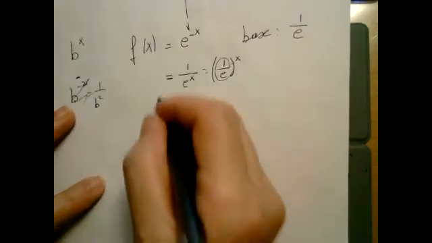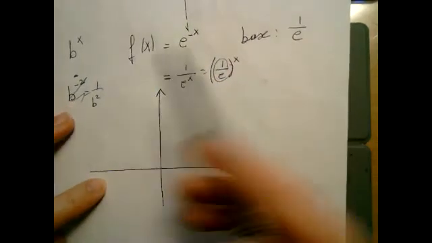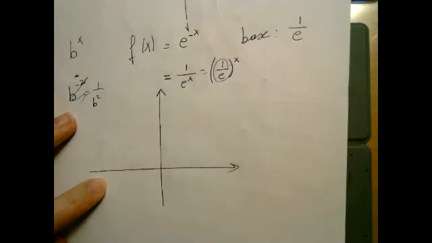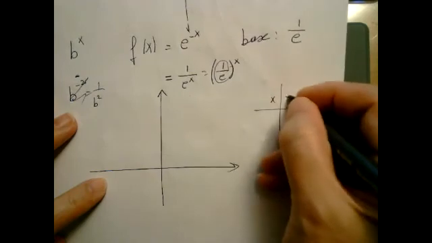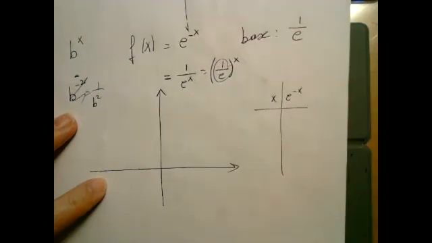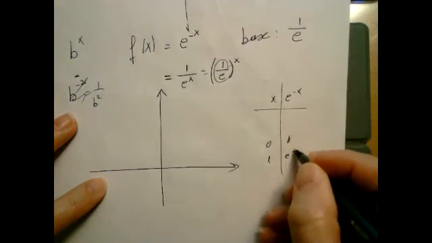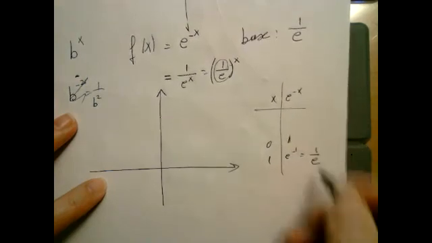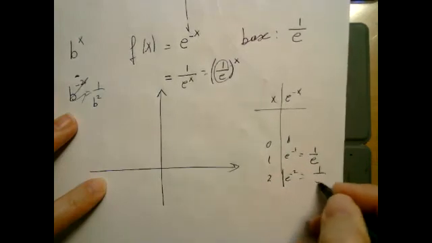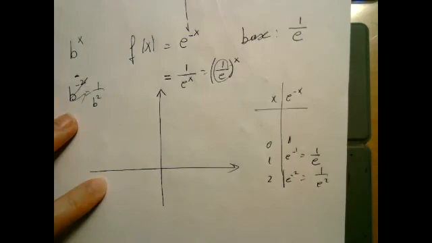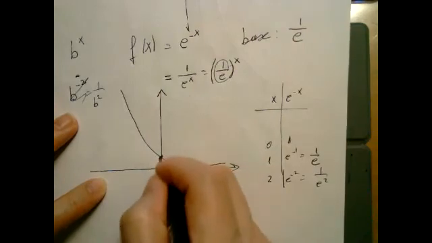Anyway, how does the graph look like? You can either use the fact that a base less than 1 is decreasing, or we can start taking values, because this is such an important function that I want you to know this graph. At 0, it's 1. At 1 it's e to the minus 1, which is 1 over e. At 2, e to the minus 2, which is 1 over e squared. The numbers are definitely getting smaller, and this is the graph of this function.